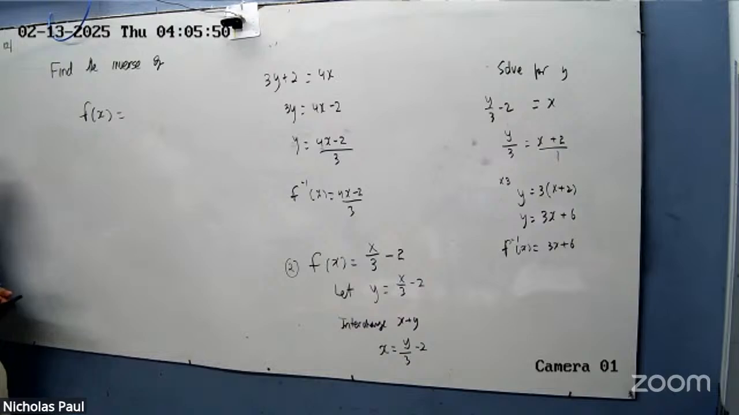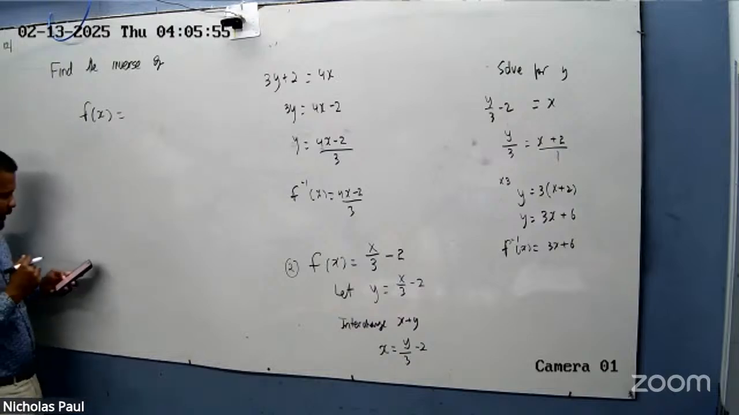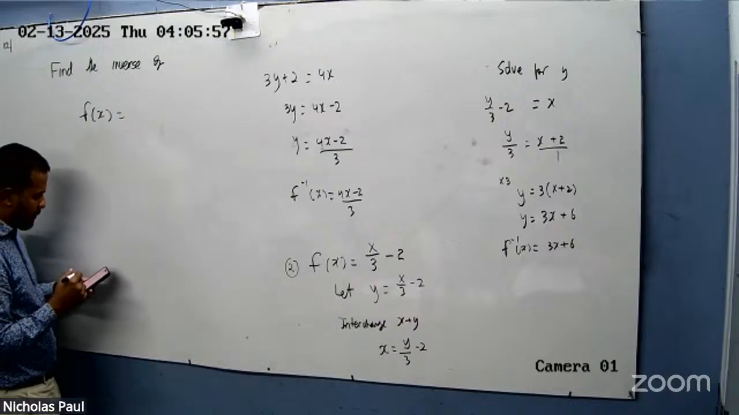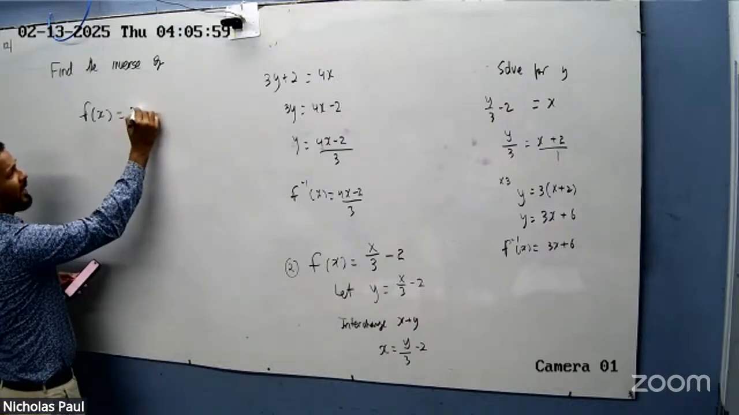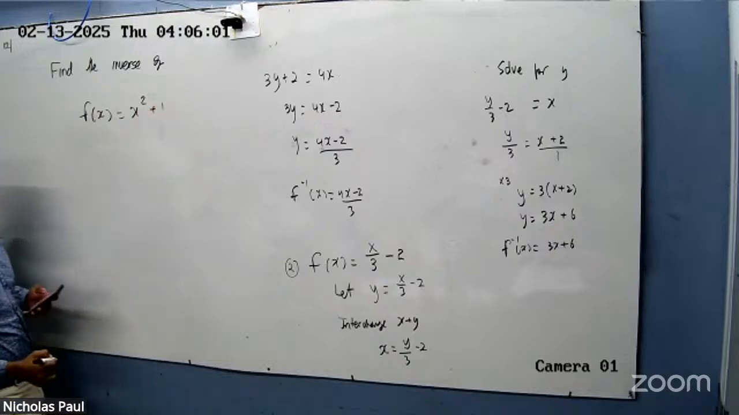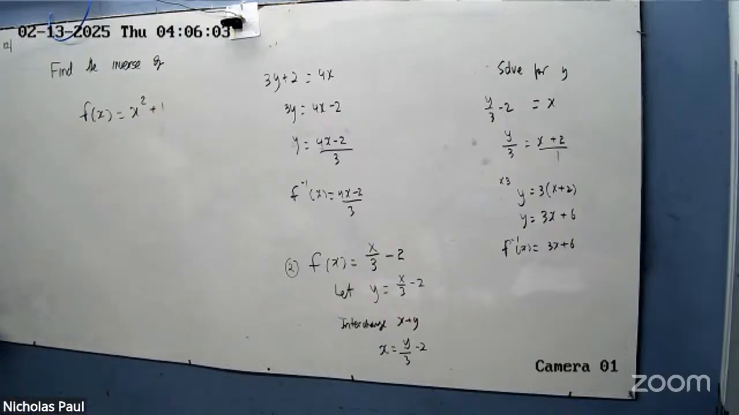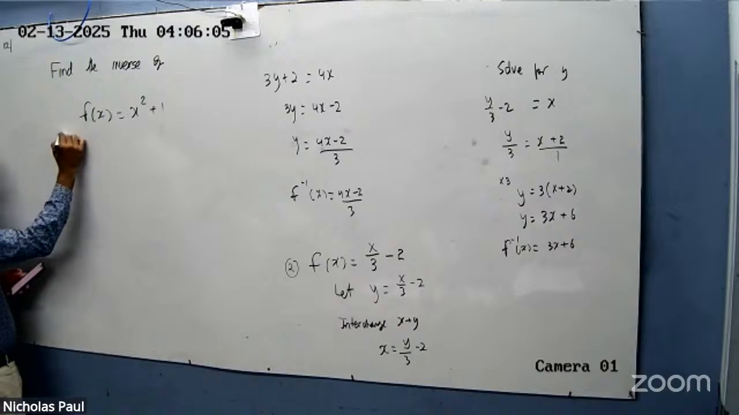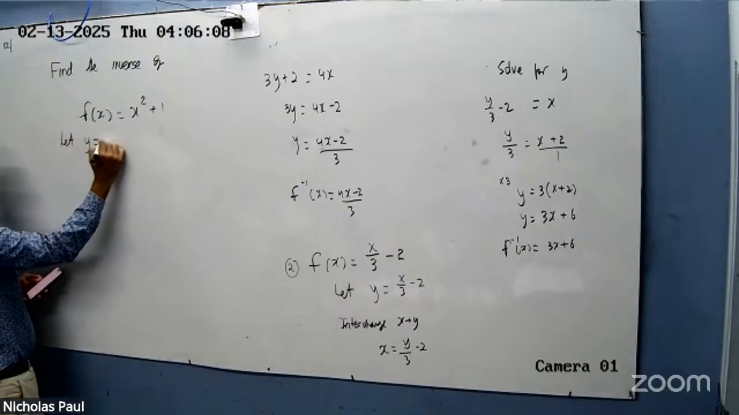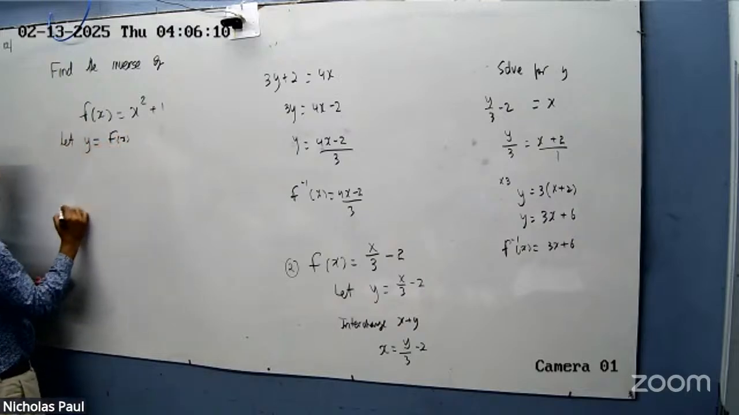All right, try the next one, please. Try one with a square. It's not that hard, eh? X squared plus one. Try that, please. Try x squared plus one. Please follow this. Please write in these steps.